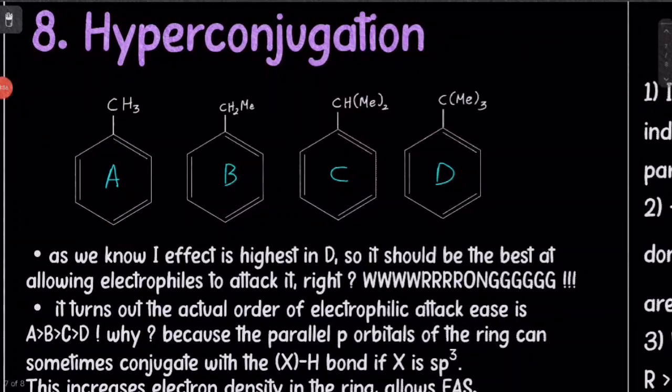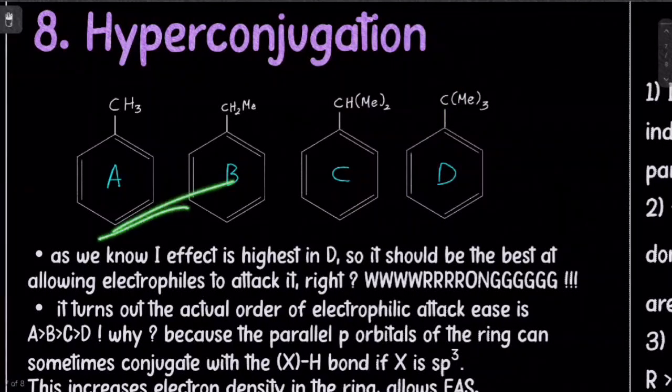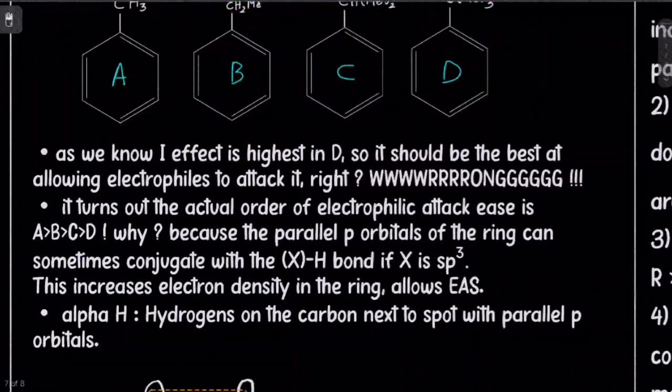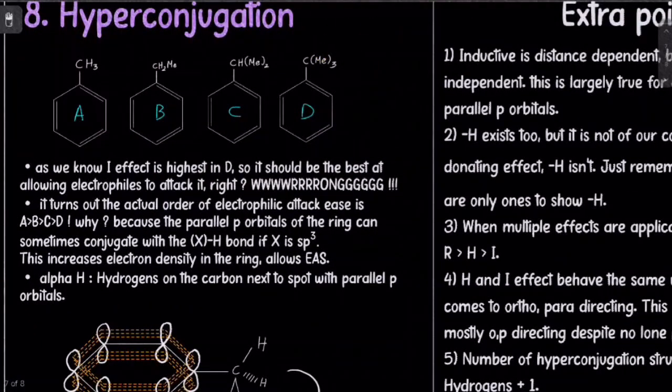Here you can see that this has no hydrogens, so this does not do hyperconjugation, but this does. This does it less because it has lesser hydrogen. This does it even lesser because it has only one hydrogen, and this doesn't because it has no hydrogen. And basically this conjugation here increases electron density in the ring and facilitates the electrophilic aromatic substitution.